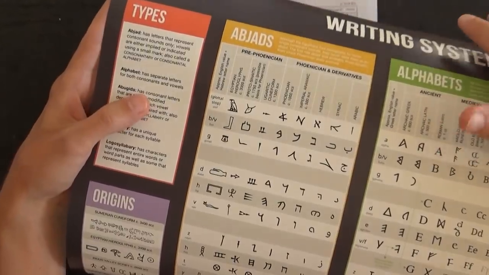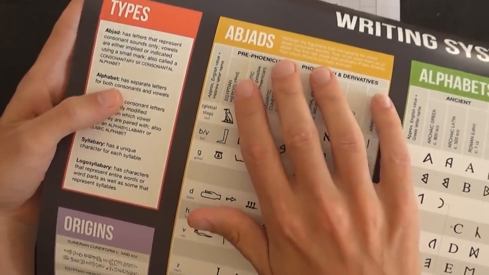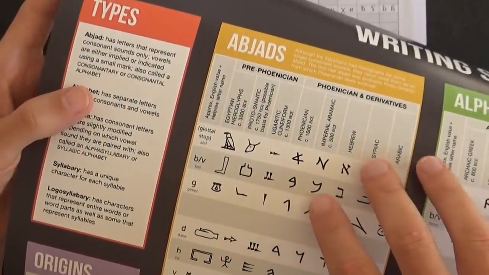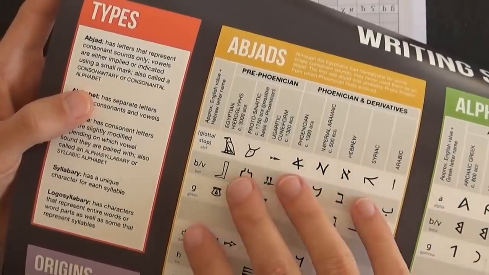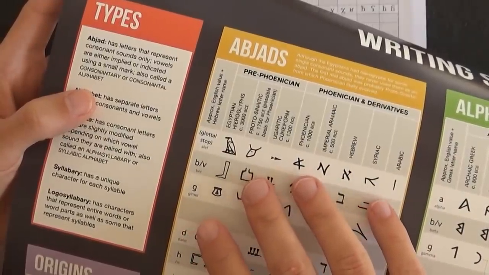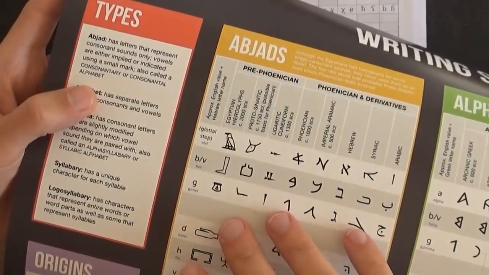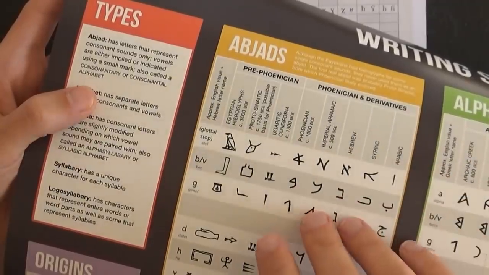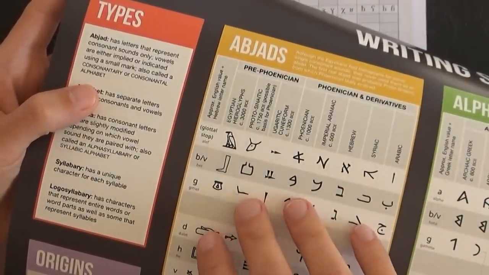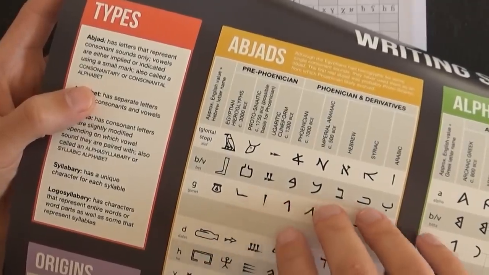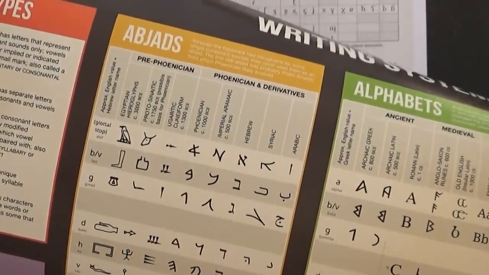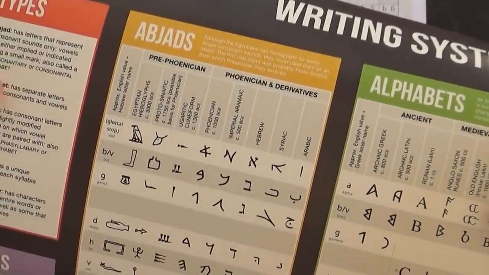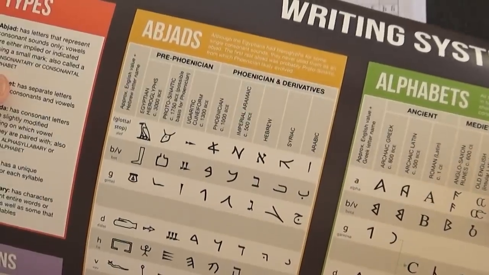You can see Abjads. Abjads is the first type of alphabet before vowels were added to it, so it consisted of only consonants, and you had to know in advance or guess the vowels in between the consonants. Then we have the alphabets, starting with the Greek alphabet, because the ancient Greeks, they added vowels to this writing system.